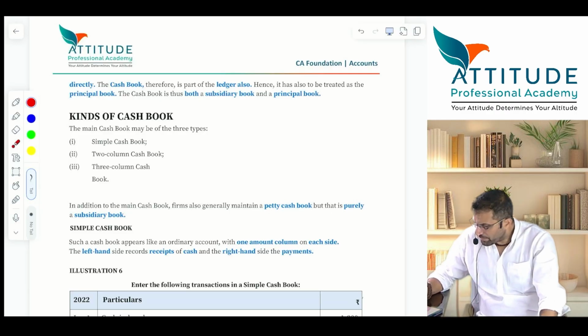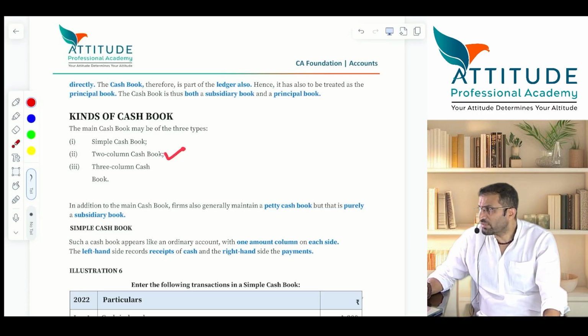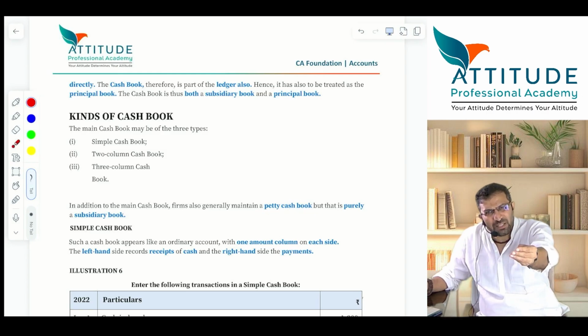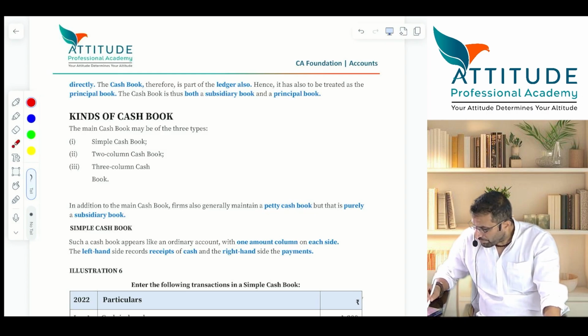Kinds of cash book. Simple cash book with only cash column. 2-column cash book with cash and discount column. Some people say cash and bank, but it is cash and discount. 3-column cash book, cash, bank and discount column. Okay. There is one more cash book which is known as petty cash book. For petty expenses. Petty means small expenses.